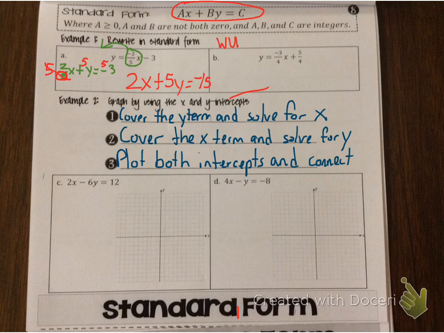So you cover up the y term and solve for x. So if I was to cover my y term, I would have 2x equals 12. And then if I solved, I would get x equals 6.